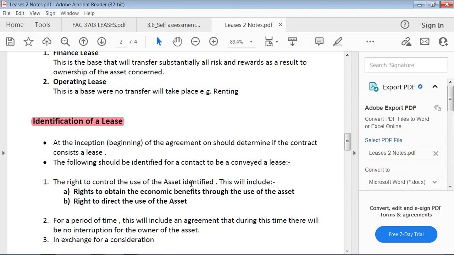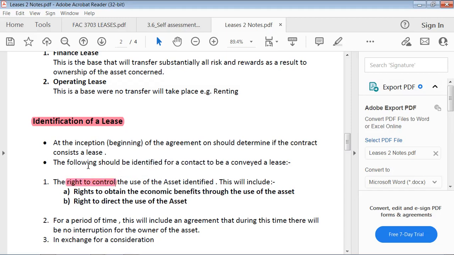Okay. The asset identified. So do you have the right to control it? What does that mean? Within this point, there are two things that you need to be aware of. One, the right to obtain the economic benefits through the use of the asset. Number two, a right to direct the use of the asset. These things are always addressing the right to control.